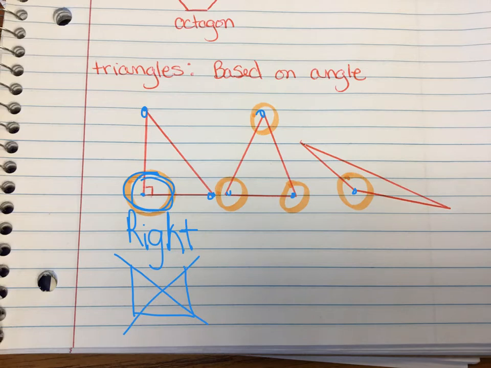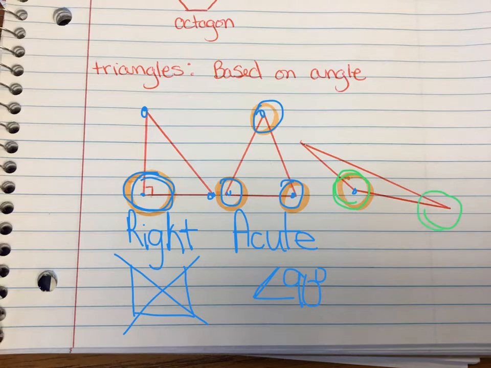The next one that we could name has angles that are all smaller than 90 degrees. This is called an acute triangle because all of the angles in the triangle are smaller than 90 degrees. And as you can guess, this last one has only 1 angle that is going to be obtuse. The other 2 angles are going to be acute because we can only have the 1 angle that's obtuse. So this triangle, based on its angles, is an obtuse triangle.